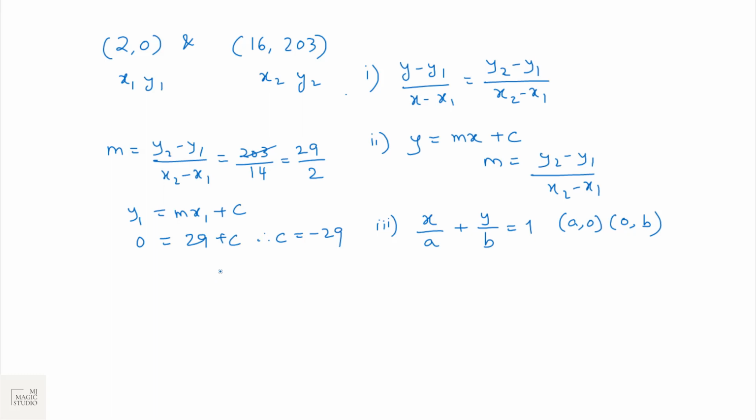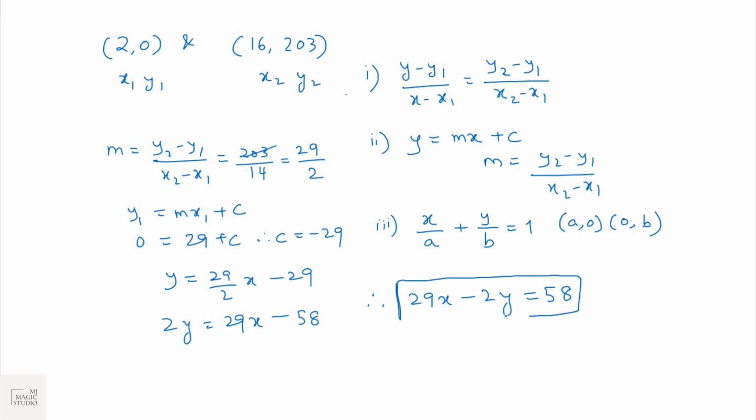Great. So we have the equation y equals 29 by 2 x minus 29. If I multiply this by 2, 2y equals 29x minus 29 into 2, which is 58. So the equation of the straight line we are looking for is 29x minus 2y equals 58. Now, what is new in this? Nothing. New is the question which can be asked.